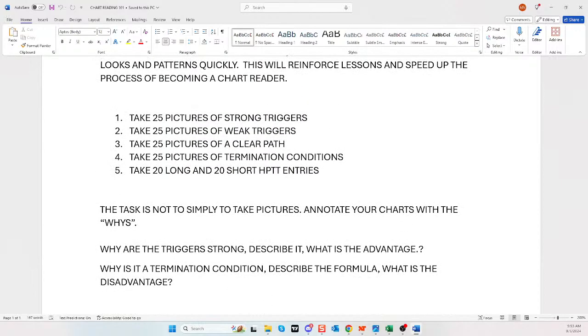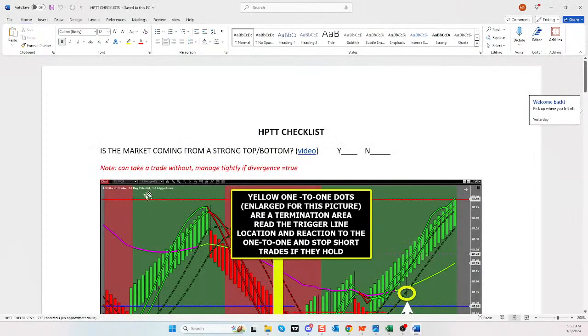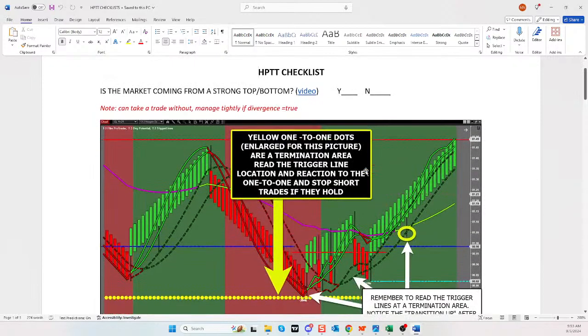So I'm going to give you this part of the promise that I give you everything that you need. I'm also going to give you this one, the high probability trend trade checklist. Guys, this is pictures of what it means to have the different parts met.